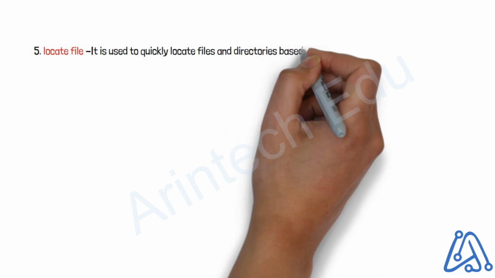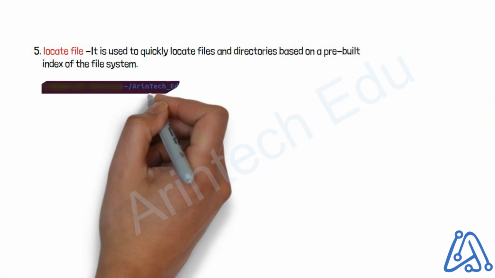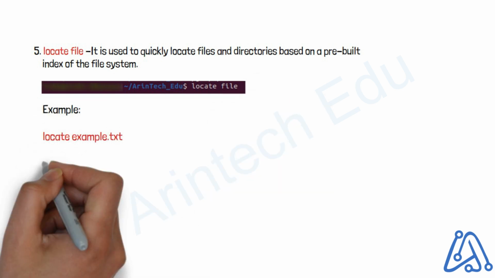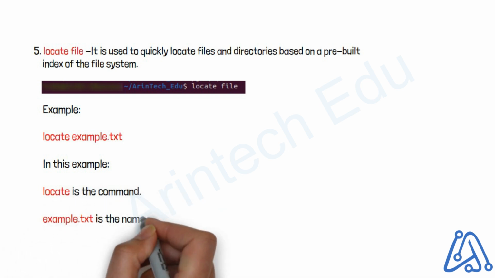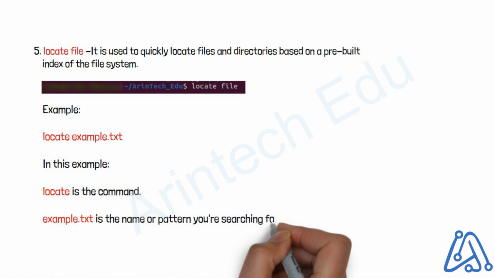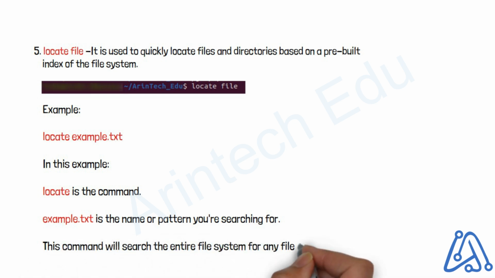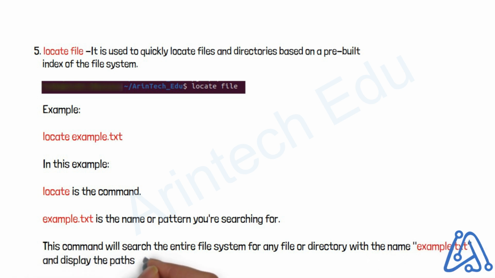5. locate file. It is used to quickly locate files and directories based on a pre-built index of the file system. Example: locate example.txt. In this example, locate is the command. example.txt is the name or pattern you're searching for. This command will search the entire file system for any file or directory with the name example.txt and display the paths where matches are found.